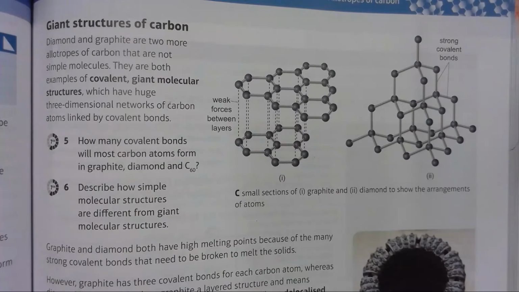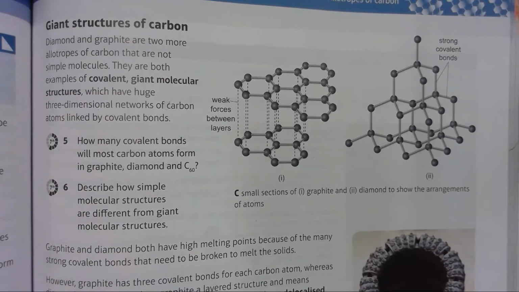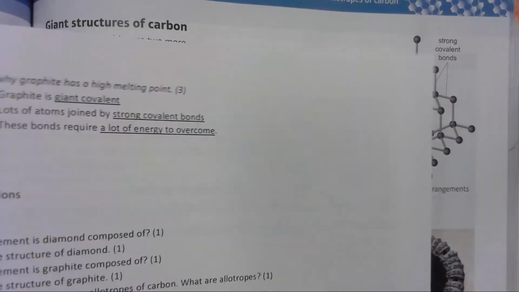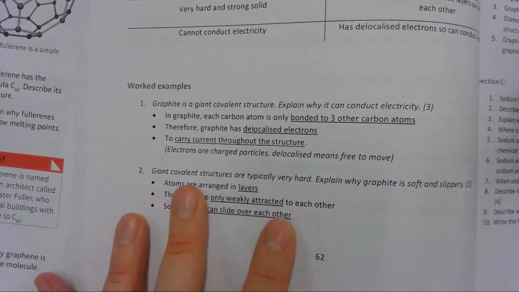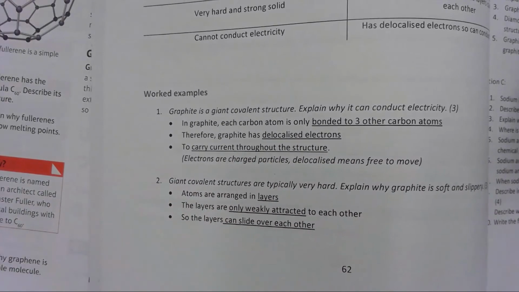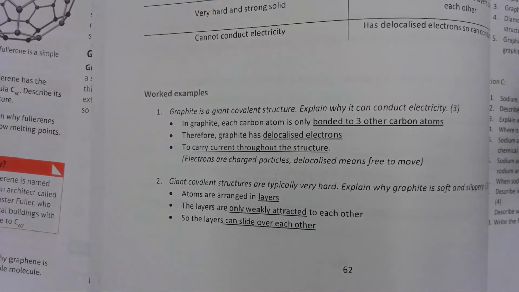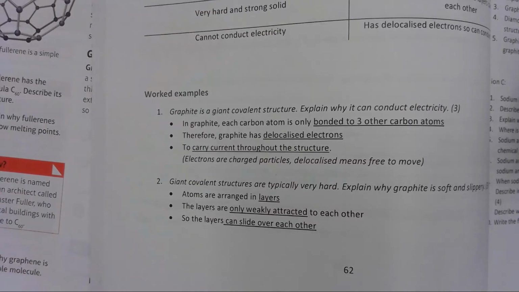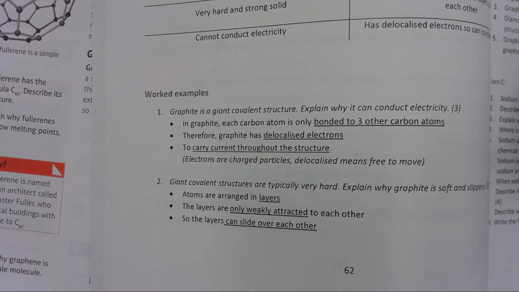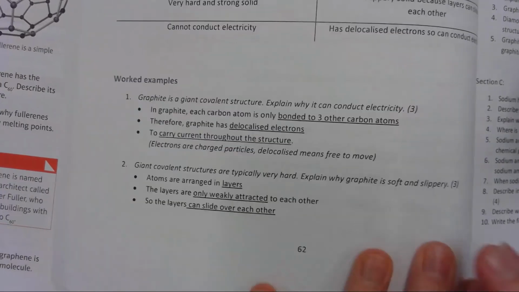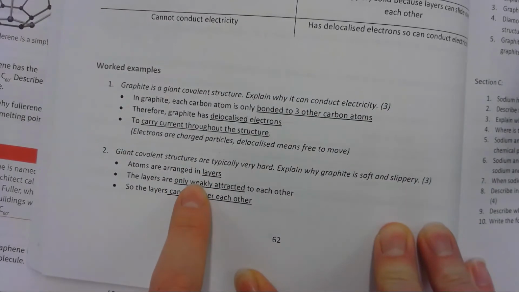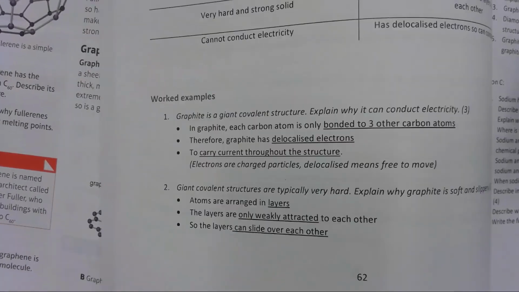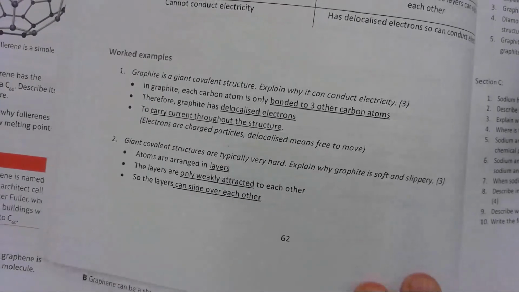So if you were asked about graphite specifically, they could ask you, number 1, why can graphite conduct electricity? Just like graphene, you would say bonded to 3 other carbon atoms, delocalized electrons, can carry current. If you were asked, giant covalent structures are typically hard. Why is graphite soft and slippery? So diamond we saw was really hard. Why is graphite soft and slippery? You will say that you've got layers, and those layers are only weakly attracted to each other, so those layers can slide. That's why it's a soft and slippery solid.